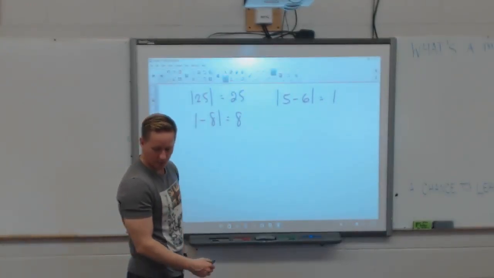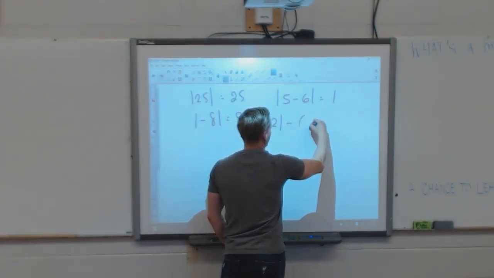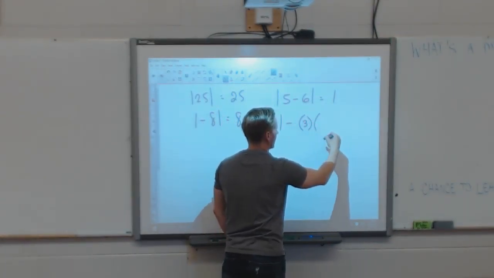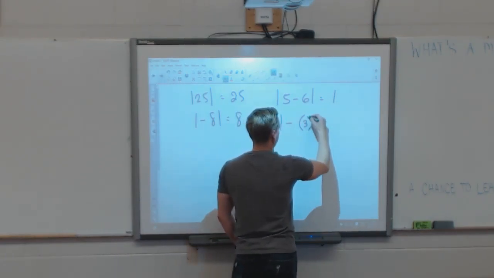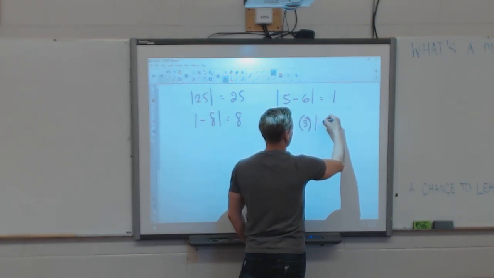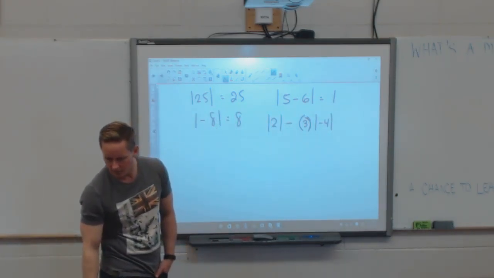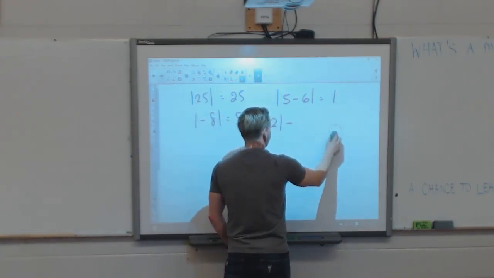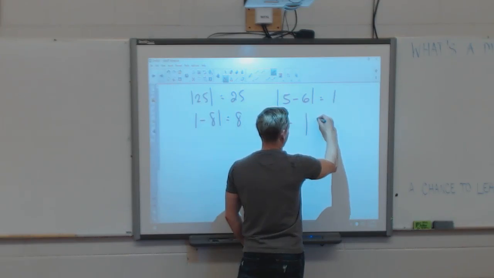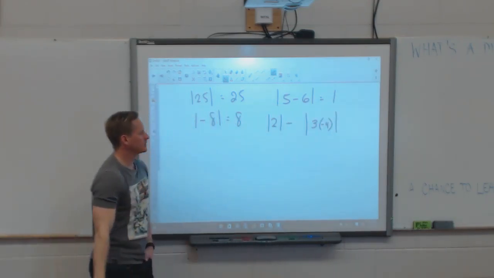So then the next one that they have in your book is the absolute value of 3 times the absolute value of, is it -4? Is that what it looks like? Nope, sorry. I'm going to do that again. Like that. Okay, so starting with 2.